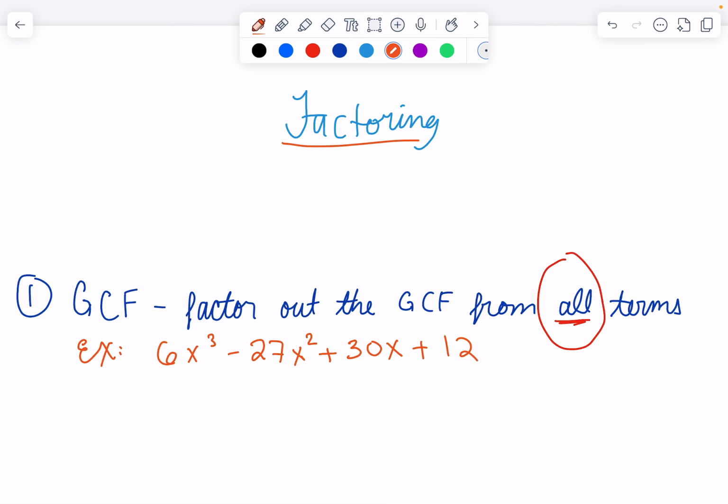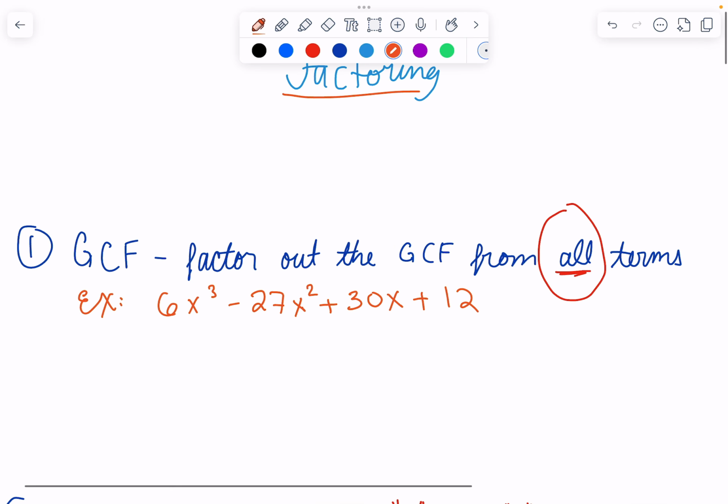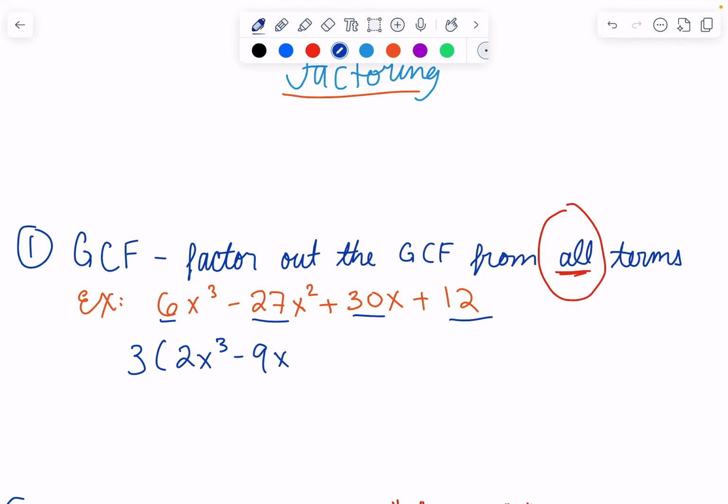So in this first example, there are 4 terms, and I want to look to see if there's a factor that is common to all 4 of them. Usually what I do is I just look at the numbers first. In that case, 3 would be the greatest common factor. And then I look at the variables. Because not every single term has a variable, I can't factor out a variable. So I would just factor out a 3, which means I would be left with 2x cubed minus 9x squared plus 10x plus 4.